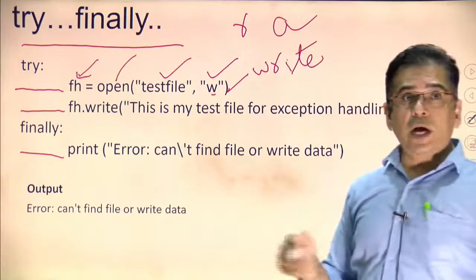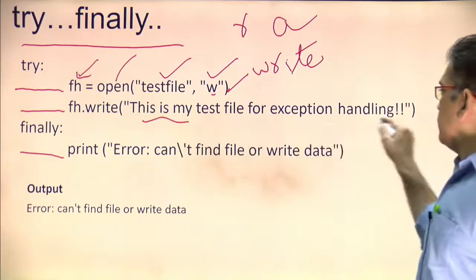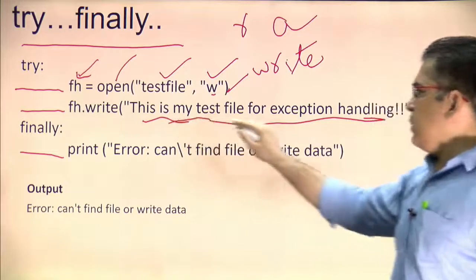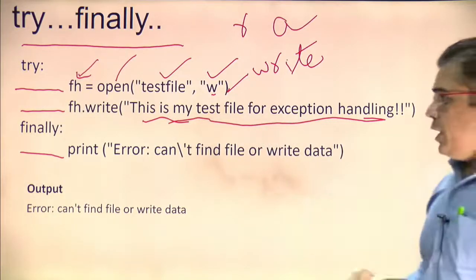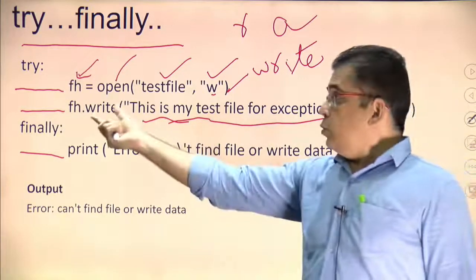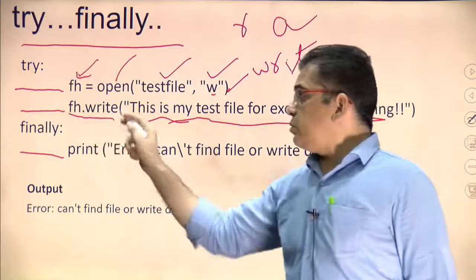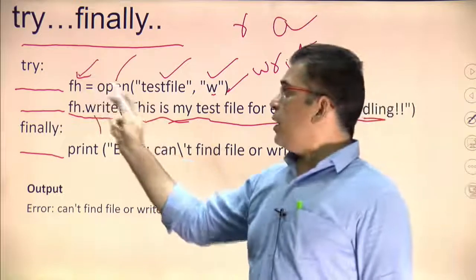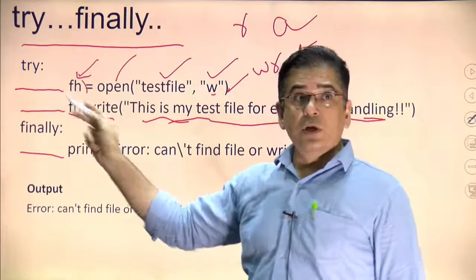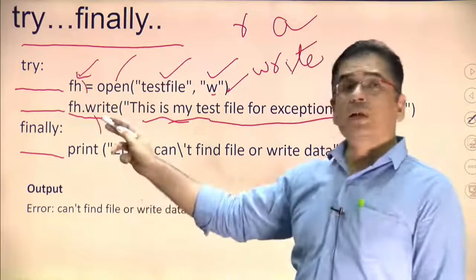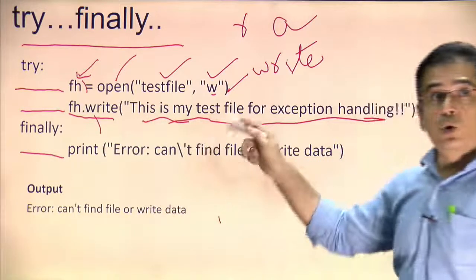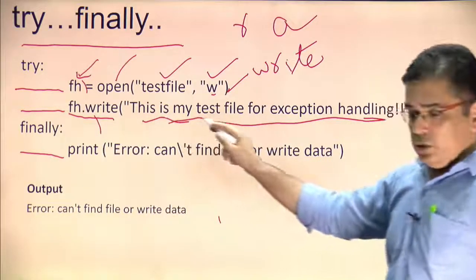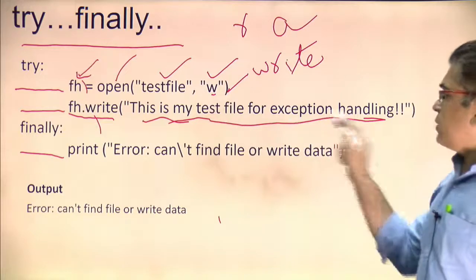Now you want to write this string within that file. This is my test file for exception handling. You want to write this string with the help of the .write method. The file is opened and the object is created as fh. Now on this fh you are performing the write operation, and the content to be written within that file is, this is my test file for exception handling.